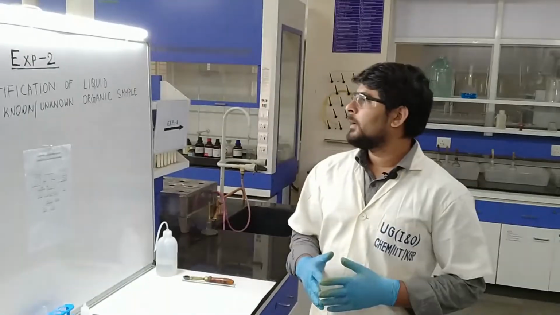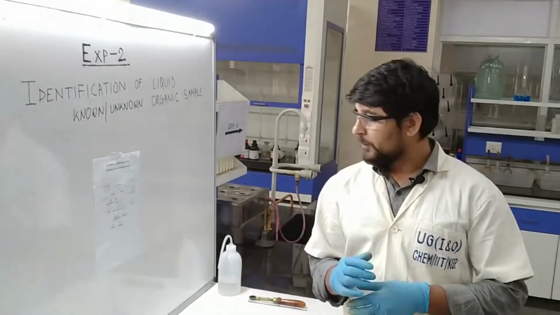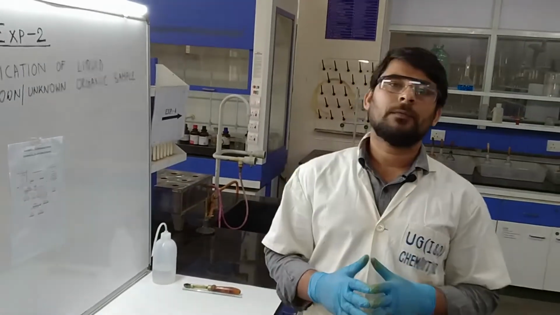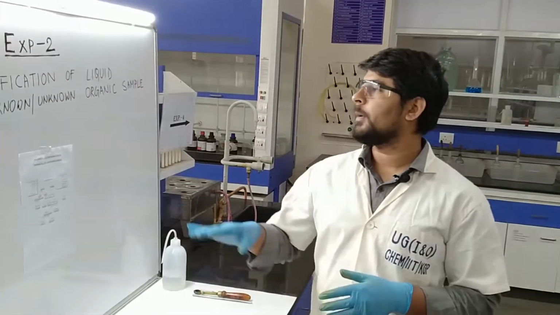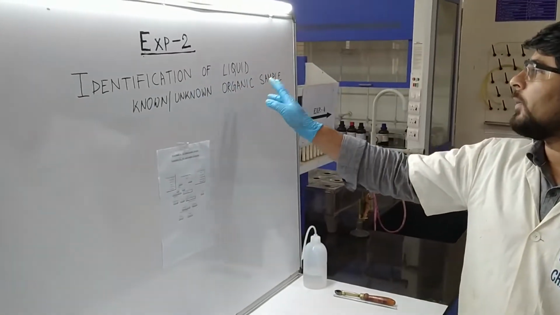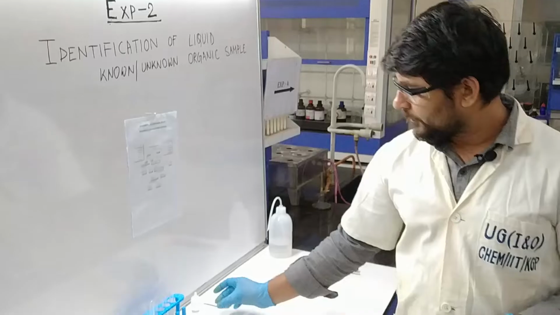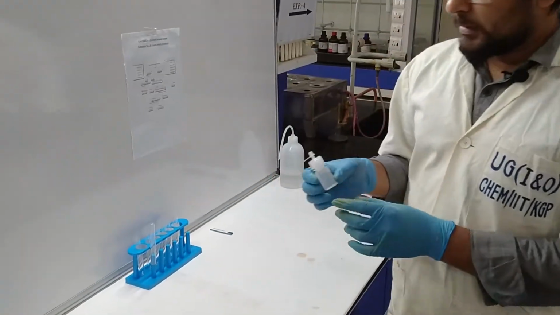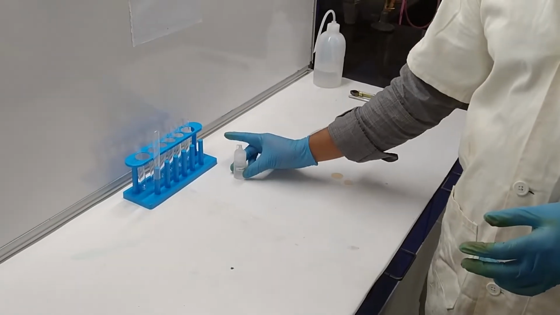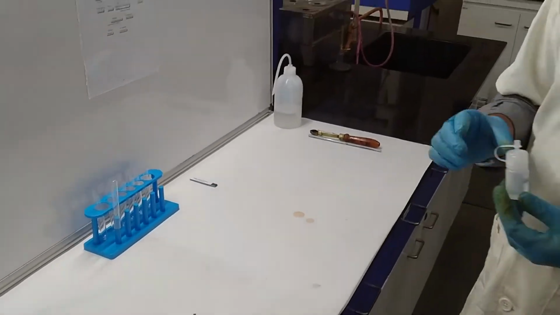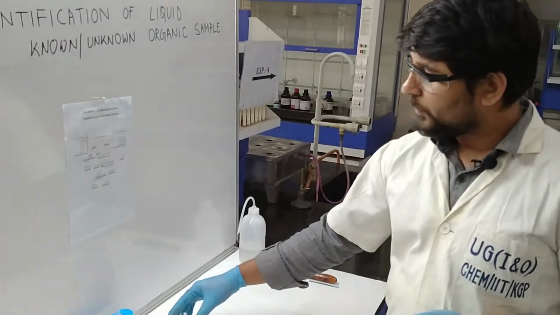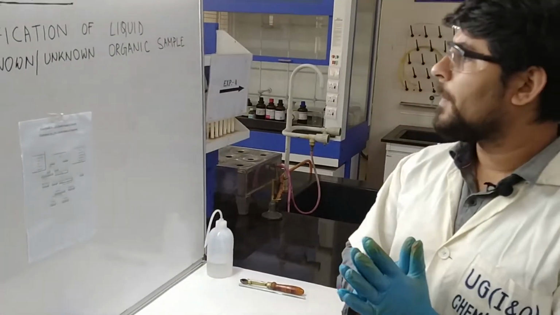Student, and now I am going to show you another experiment of organic laboratory, that is experiment number 2, and that one is what? Identification of liquid known or unknown organic sample. So I am going to perform today ethanol sample. So this one is a known sample.